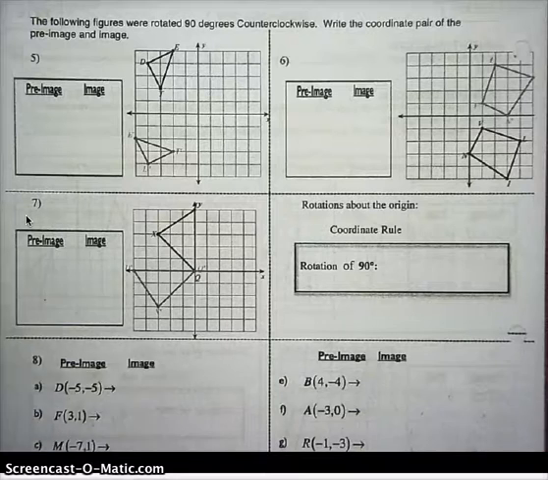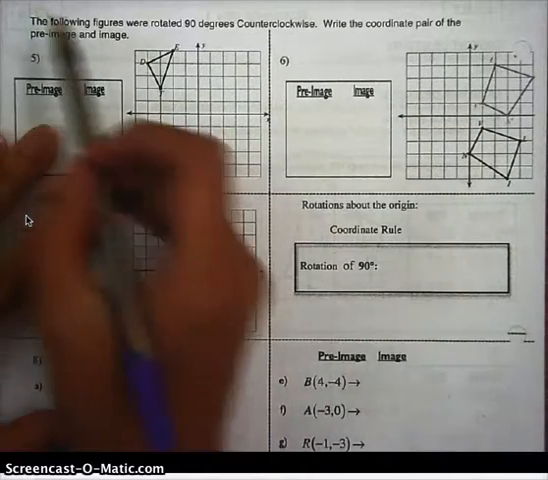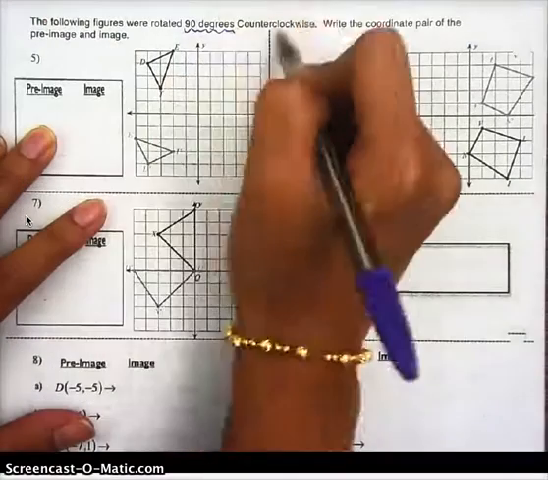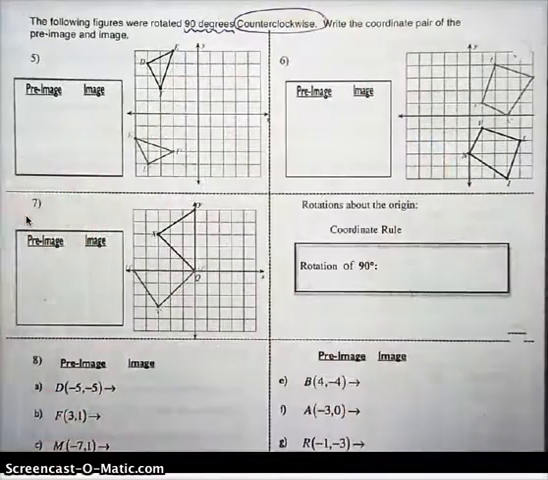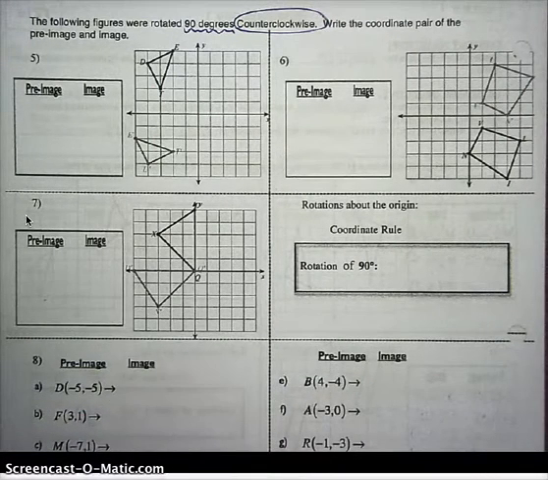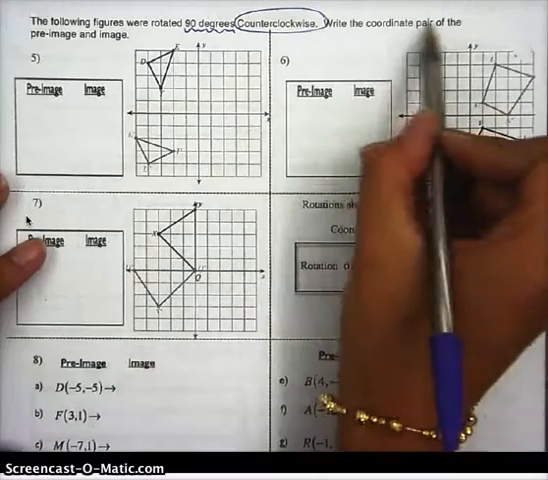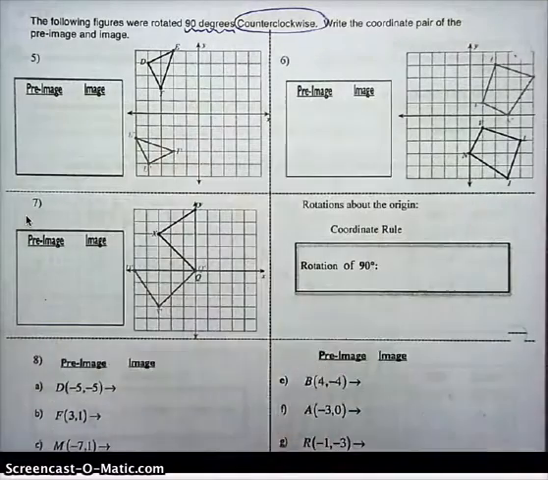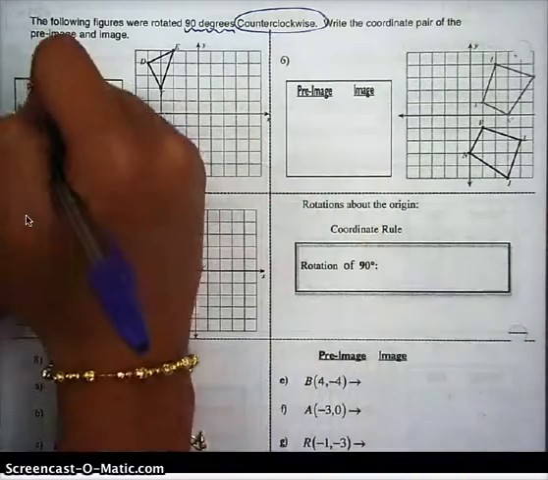Now we're going to spice things up a little bit, just to make it a little more challenging. It says the following figures were rotated 90 degrees counterclockwise. So now it's not 180, it's 90 degrees. And you're going to notice that the rule does not apply to a 90-degree angle. It's slightly different. Darn. Okay, so it says to write the coordinate pair of the pre-image and the image. And the whole idea of this is so that we can figure out what's happening. What is the rule? So for the pre-image, let's write this down.